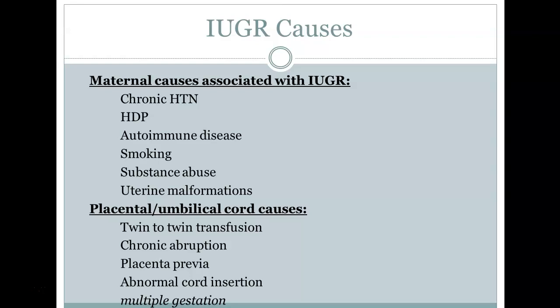Other placental or umbilical cord causes can be twin-to-twin transfusion, which we talked about before, about how one twin got more nutrients and blood flow and oxygen than the other. A chronic abruption, so remember we talked about if there's a small abruption, but it's over a long period of time, that baby is getting not 100% of what the placenta could give them in terms of blood flow and perfusion. A placenta previa can cause this, an abnormal cord insertion like a velamentous insertion, where the cord implants in the wrong side of the placenta, or multiple gestation, just for the sheer fact that multiple babies are sharing the same space that one baby would normally have the room to grow.